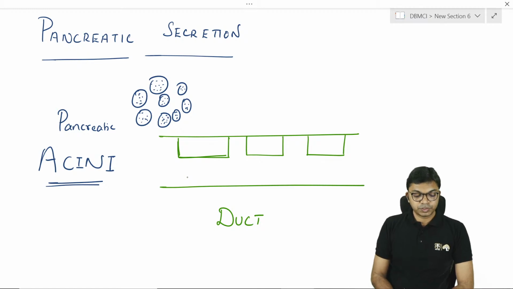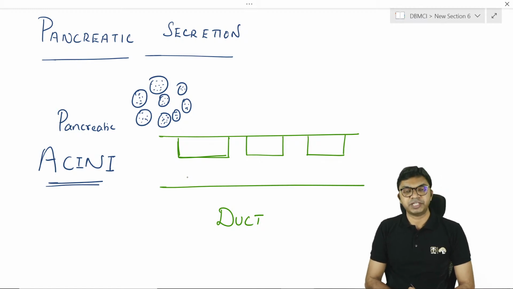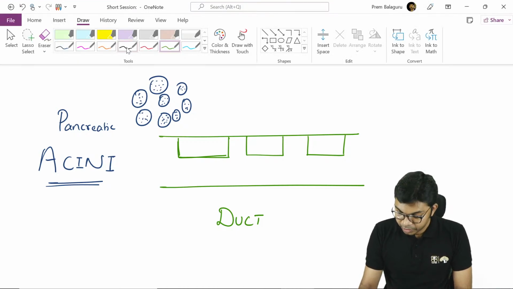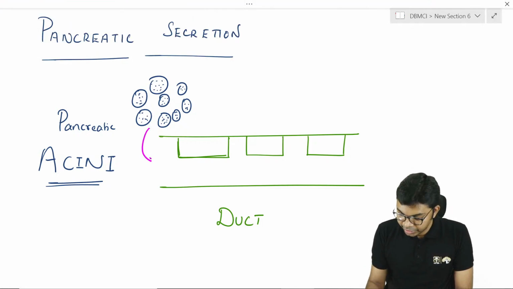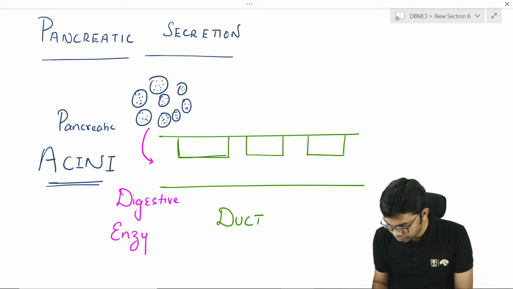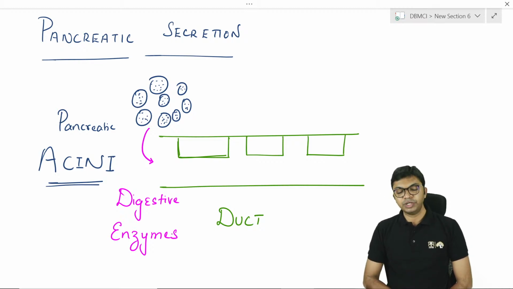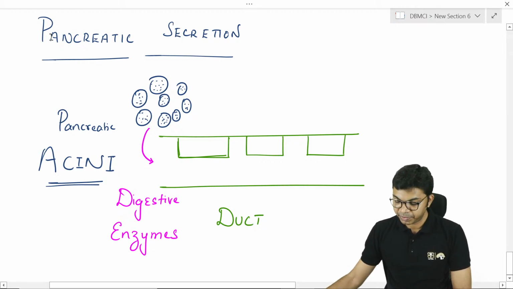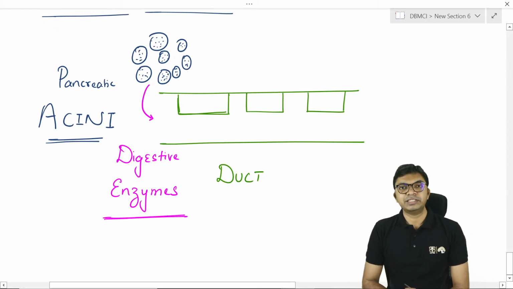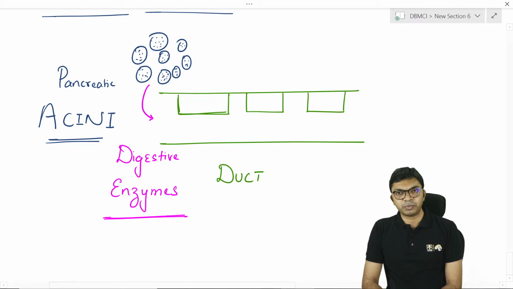Now we are going to see two kinds of secretions here, people. Now the pancreatic acini is going to release digestive enzymes, and digestive enzymes are enzymes belonging to digestion of carbohydrates, fats, as well as proteins.